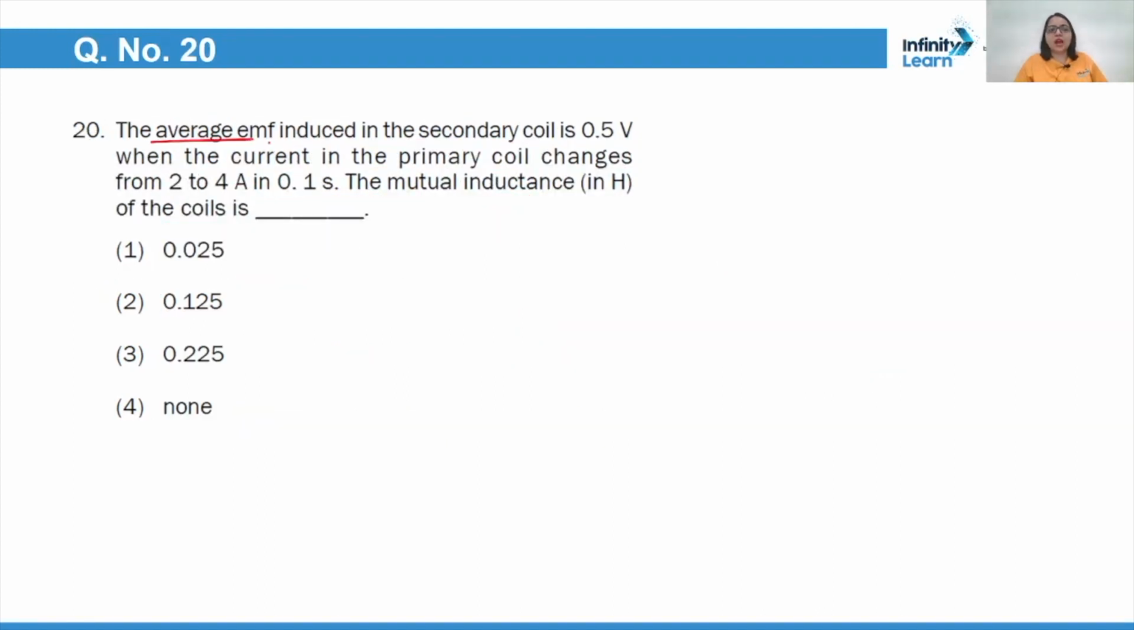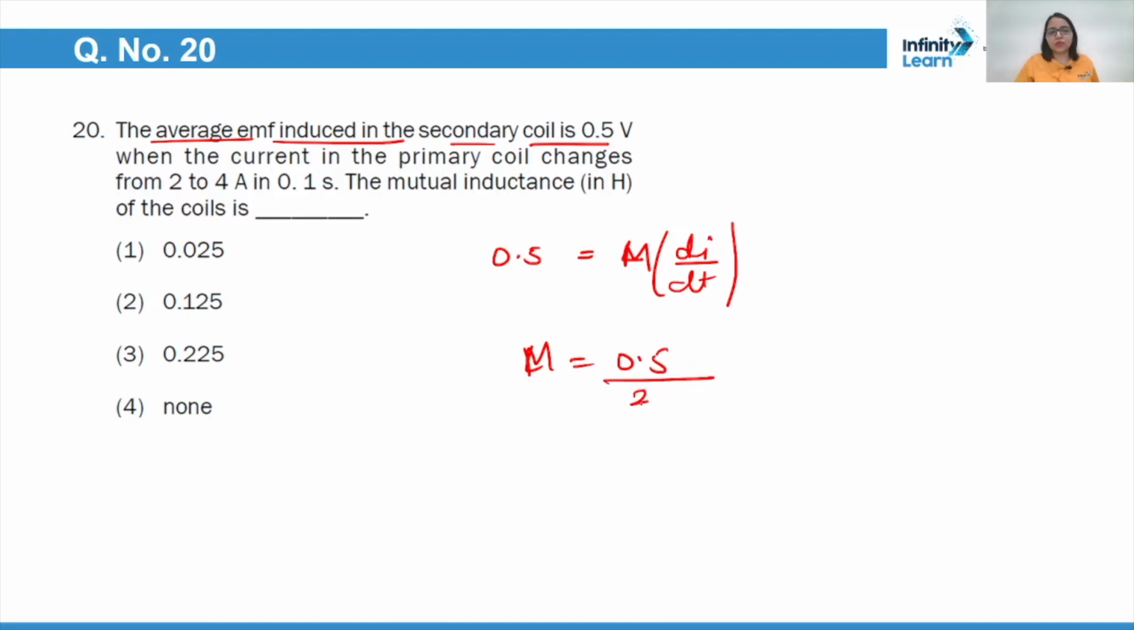Question number 20. The average EMF induced in the secondary coil is this one when the current in the primary coil changes from this to this. What is the mutual inductance? So M over here will be 0.5 divided by di by dt, which is 2 divided by 0.1. So over here this will be 0.025 Henry, which is option 1.